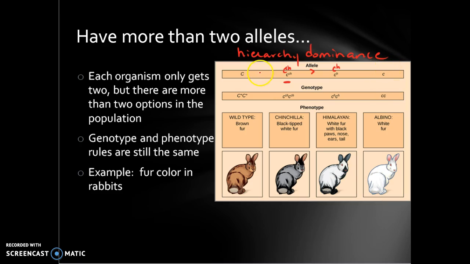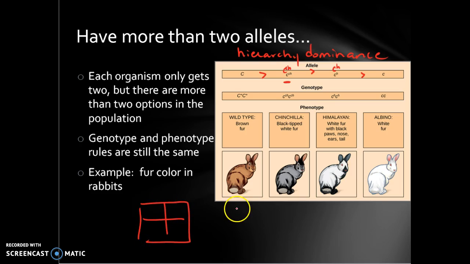So you sort of have a hierarchy. Big C is dominant over chinchilla. Chinchilla is dominant over Himalayan, and Himalayan is dominant over white. So you have this series of rules, and when we're interpreting phenotype, that can have an effect. But when we're actually doing the genotype and a Punnett square with these, we do it the same way we've done it before, right?